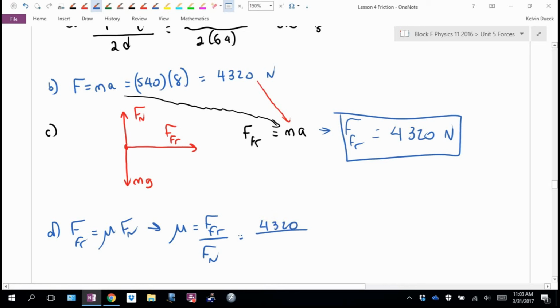What's the normal force? I don't know the normal force. Oh, but look. I know another force that has to be the same size as the normal force. Which one? And now I can even be more specific. 4,320 divided by 540, that's m, times 9.8. I hope we get a fairly high coefficient of friction. What do we get?